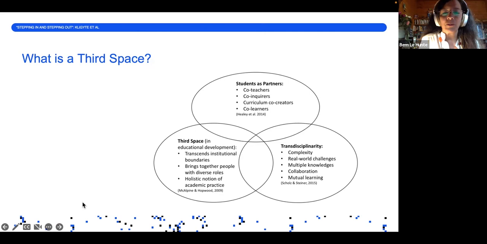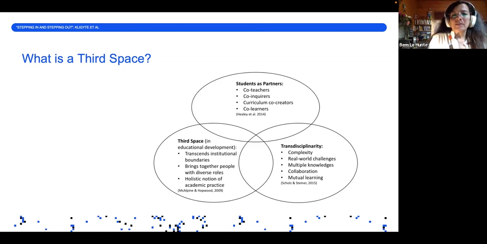We created an article we wrote together called Stepping In and Stepping Out, and it describes the third space. So students as partners, co-teachers, co-inquirers, curriculum co-creators, co-learners. And in our context, it's completely transdisciplinary. So it deals with complexity, real world challenges, multiple knowledges, lots of collaboration, mutual learning that comes out of that.